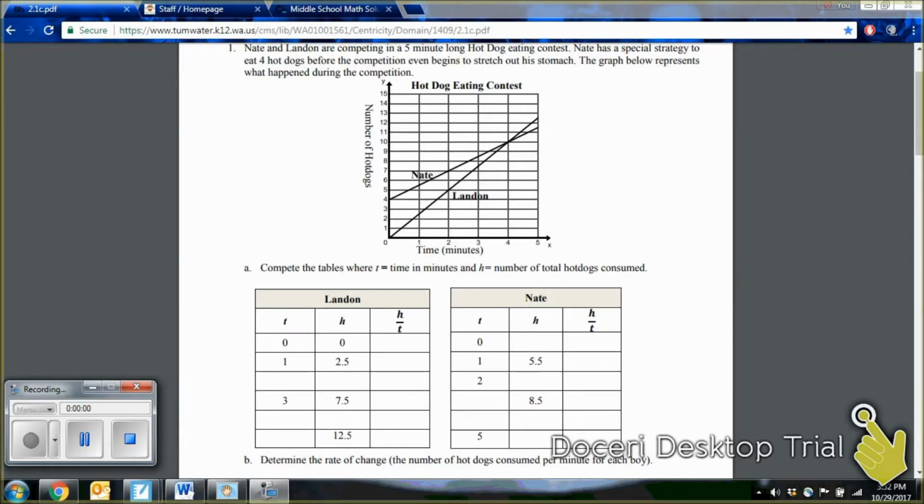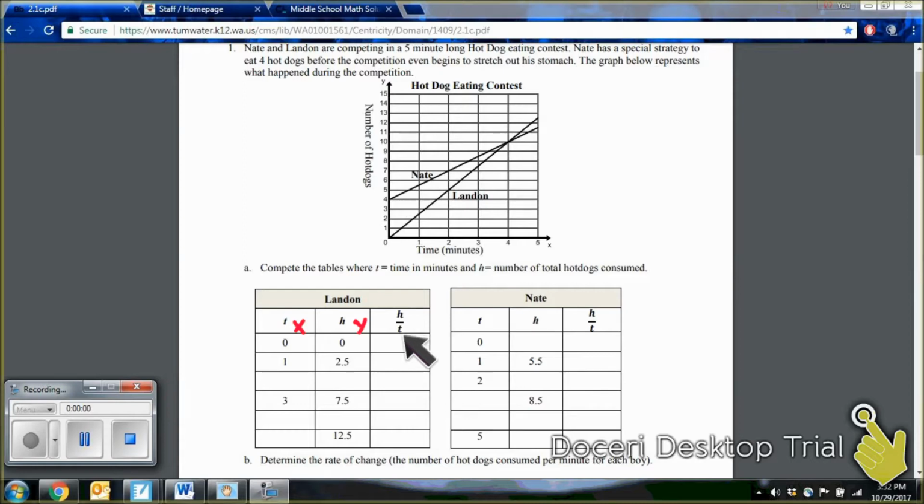So what I want you to start out is we're going to write an X by the T. Okay? The next thing we're going to look at are the H's. So H represented the number of hot dogs. Now we know the number of hot dogs was on our y-axis, so we're going to put a Y where the H is. Now we know from things that we've learned before about slope that slope is y over x. So instead of y over x, they're just using different letters, h over t, but it means the same thing.